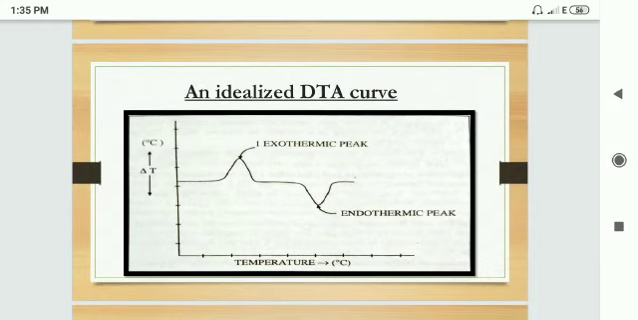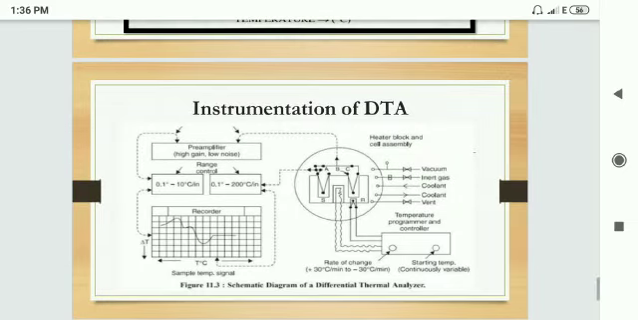Differential thermal analysis, this is the ideal curve. That means here some ups and downs are obtained. The upper curve indicates an exothermic peak and the lower curve indicates an endothermic peak. During the heating operation, if heat is evolved, an upper peak is obtained. If heat is absorbed, a lower peak is obtained. This is the simple instrument of the DTA, differential thermal analysis.